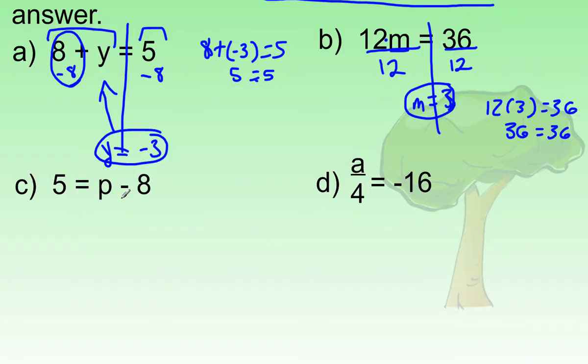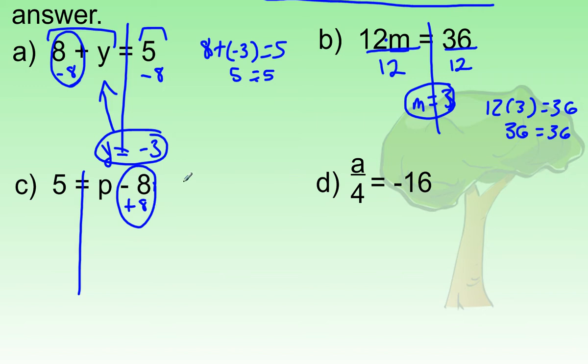Letter C. All right, so there's my two sides. Now this problem's a little different. The variable's on the other side of the equal sign. It doesn't make a difference. We'll still do the same steps. So I'm going to do the opposite of what's happening to the variable. This variable is being subtracted by 8. So the way you get rid of a subtract 8 is you add 8.